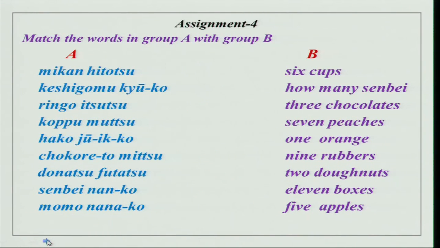Match the words in group A with group B. So, you have the words here. Again, practice how many it is. Well, let us see whether you did it properly or not. Hitotsu, and you have the answer right here.